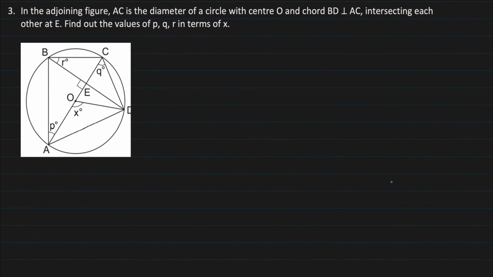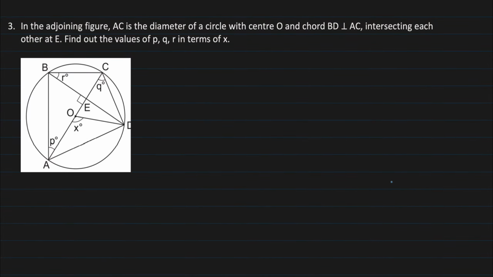Question number 3. This is from circle chapter. In this adjoining figure, AC is the diameter of the circle with center O, and the chord BD, this is a chord here, BD perpendicular to AC, so this angle is 90 degree given to us here, intersecting each other at this point E. Find out the value of angle PQR in terms of X. So what you have to get, you have to find PQR in terms of X, meaning it should be something by X related to that, right?